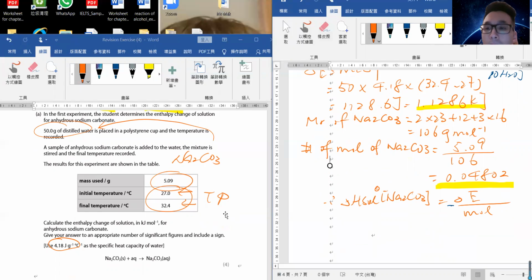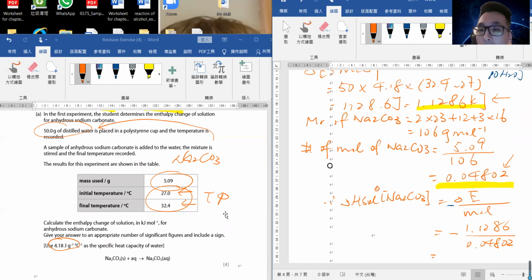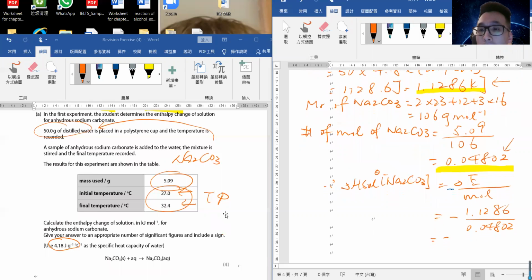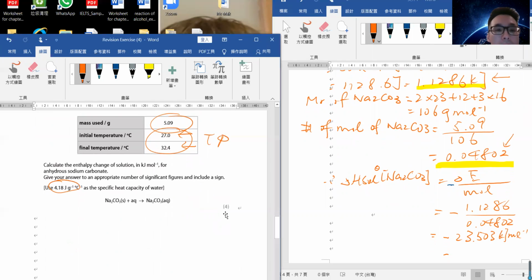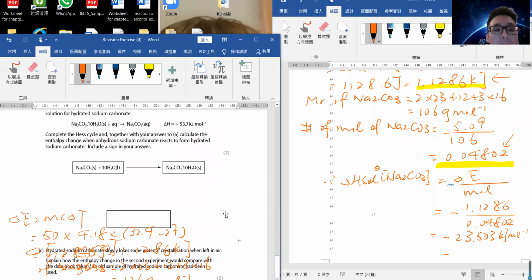Then what we are doing is negative this number divided by this number. Then you will find out the amount of heat released when 1 mole of sodium carbonate dissolved in water. Then if you do it correctly, it will be negative 23. Okay, so you will get this number. Okay, part B. Part B is exactly what I told you.